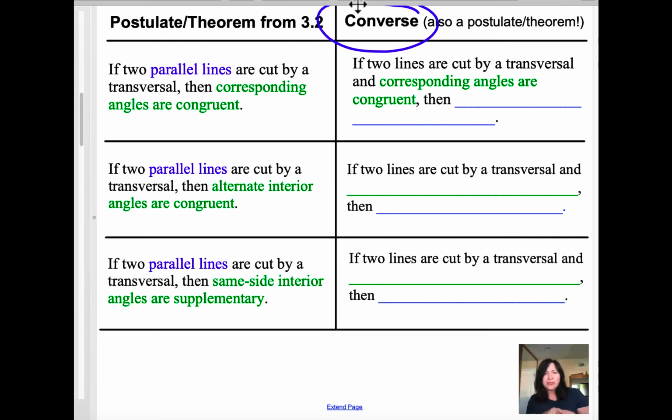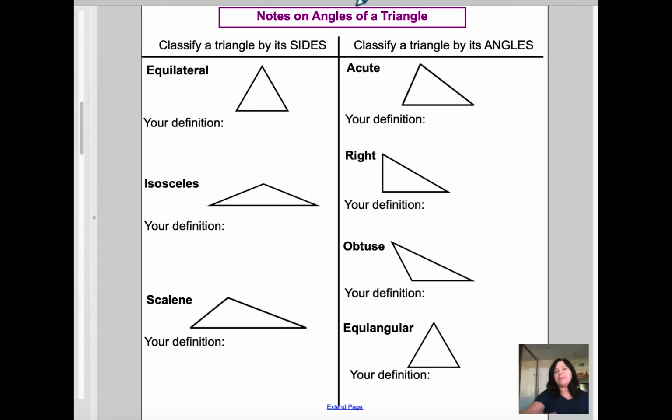The converse of the next one says, if two parallel lines are cut by a transversal, alternate interior angles are congruent. If two lines are cut by a transversal and the alternate interior angles are congruent, then the lines are parallel. Likewise, if two parallel lines are cut by a transversal, then the same side interior angles are supplementary. If the same side interior angles are supplementary, then the two lines are parallel. So this is what we call the converse. Like I said, hypothesis and conclusion become conclusion and hypothesis.